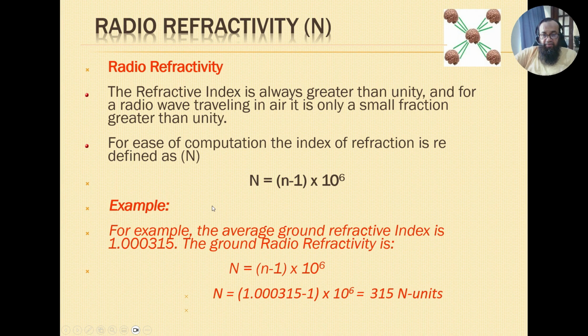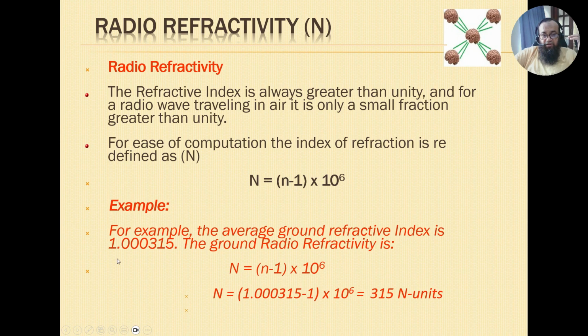For example, if you remember the previous formula, if the average ground refractive index is 1.000315, this number is not very complex, but it's not very simple either. If you are working on some link and there are some layers of different refractivity indices, then you have to count them or know about them in these kinds of numbers.